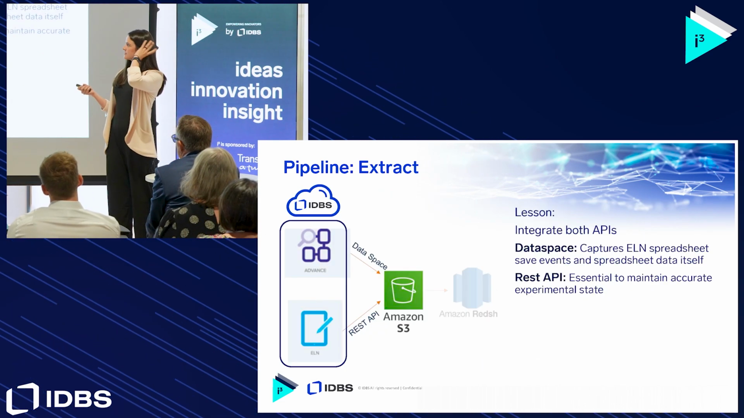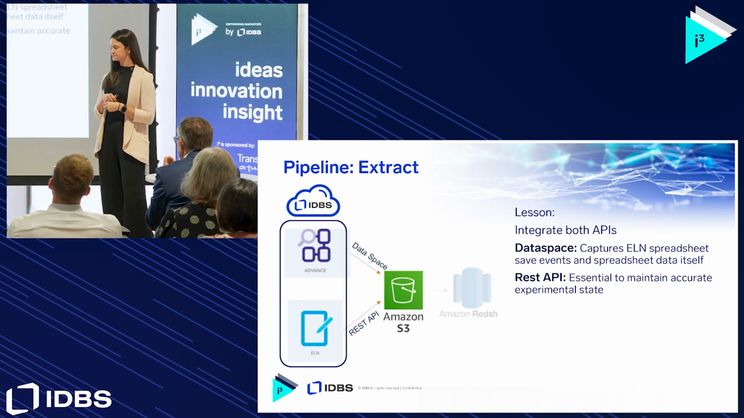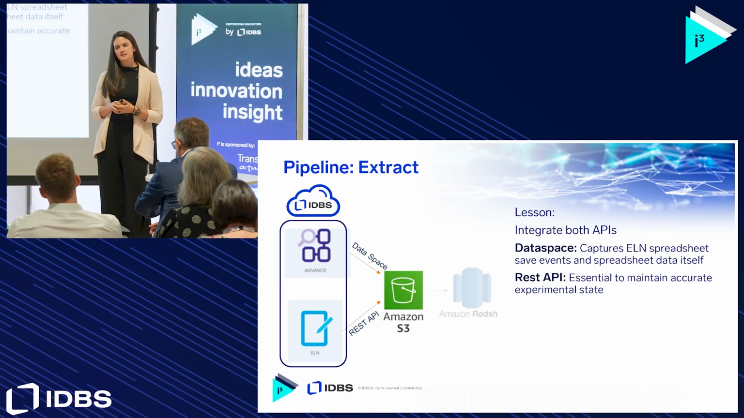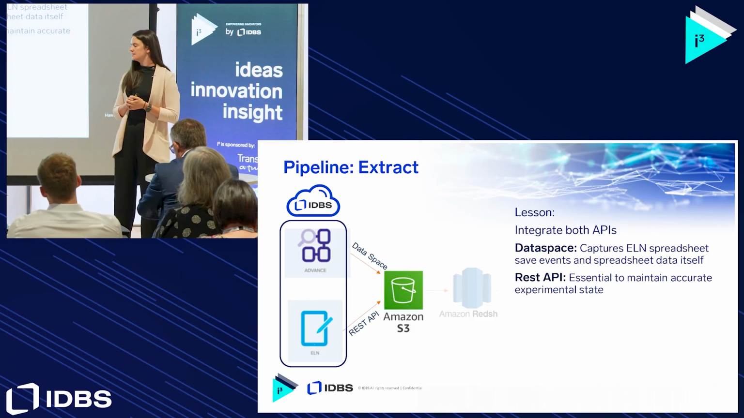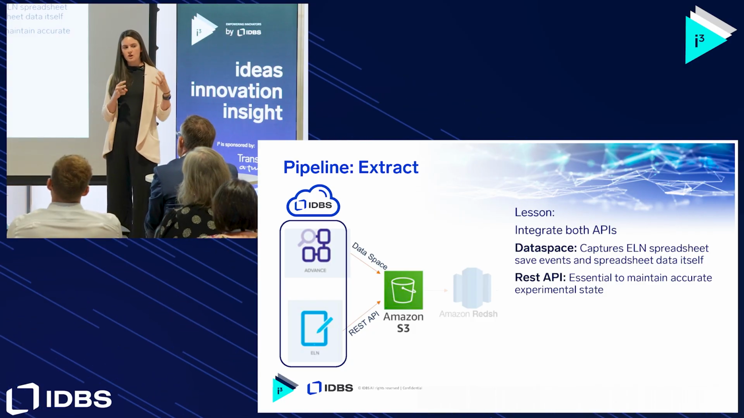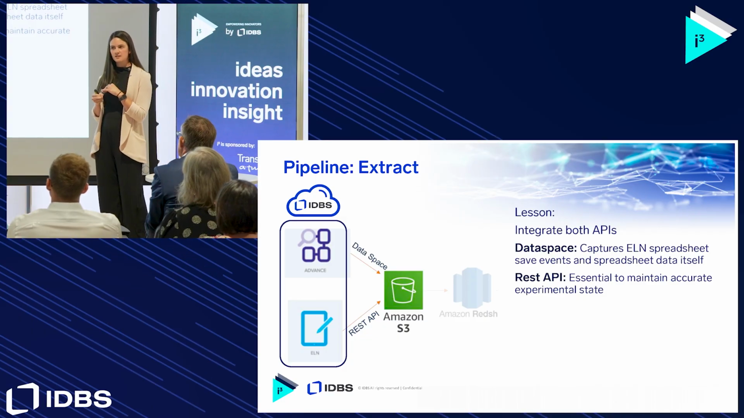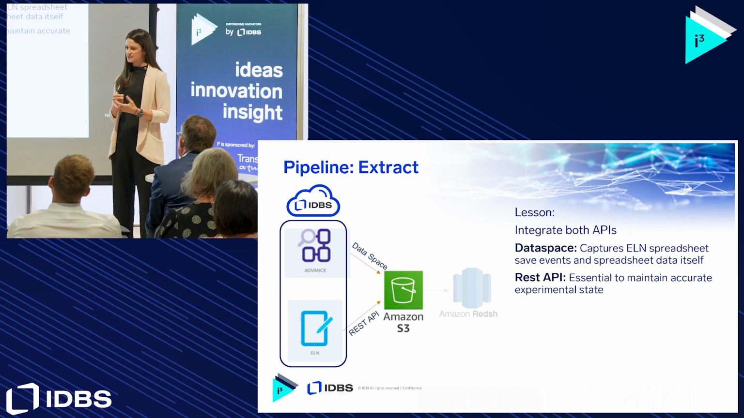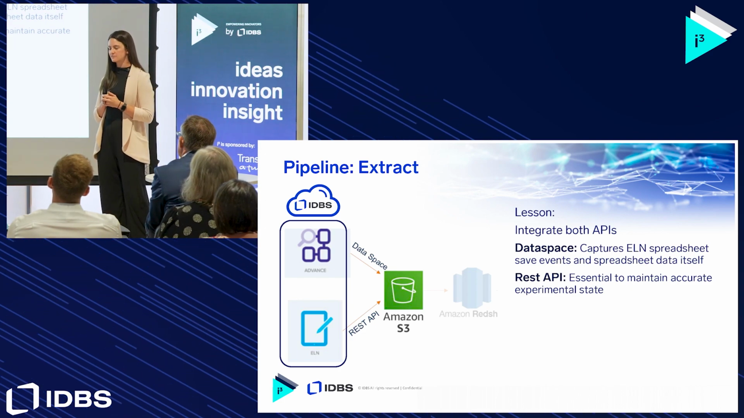So the first step of this pipeline is to get the data out of the ELN system. And so in order to do that, we leverage 2 different APIs, the data space API and the REST API. So the data space API, this is really where you get the core spreadsheet data. It is a streaming API of spreadsheet save events that contains all of that raw spreadsheet data. But this in and of itself is not enough information.